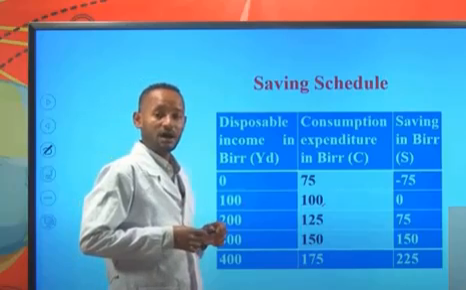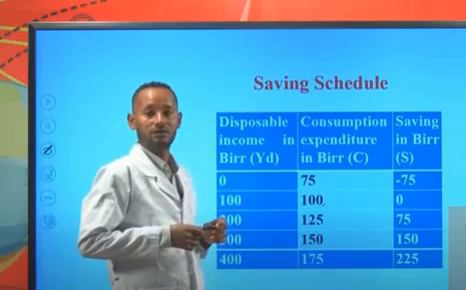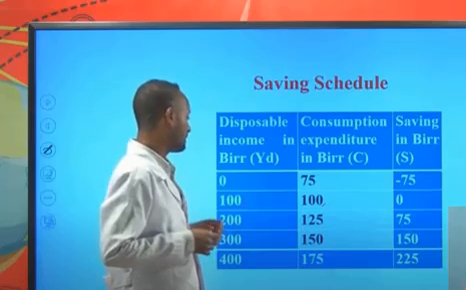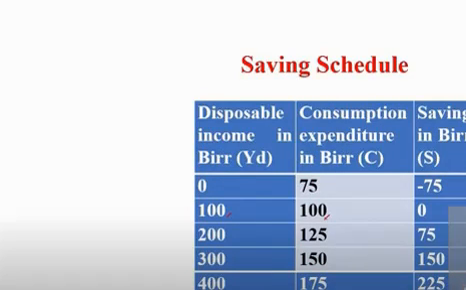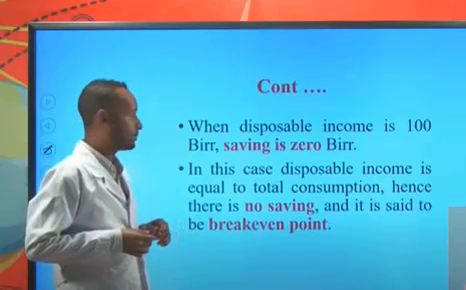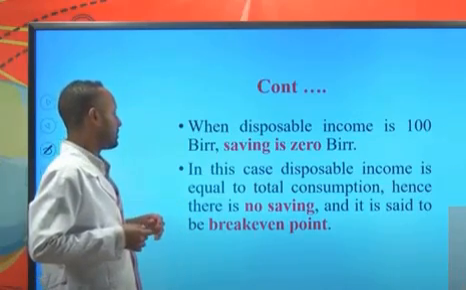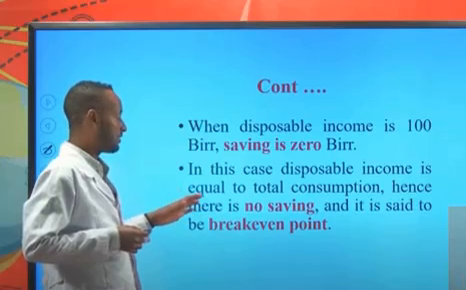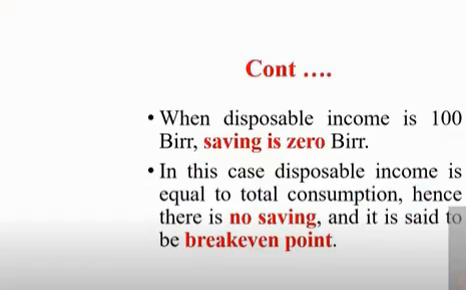And when disposable income is birr 300, if the total consumption spending is 150 birr, then the level of saving of the household is 150 birr. Finally, when disposable income is birr 400, total consumption spending is 175, then saving is 225 birr. So when disposable income is 100 birr, saving is 0 because consumption is 100 birr. In this case, disposable income is equal to total consumption, hence there is no saving and it is said to be at break even.